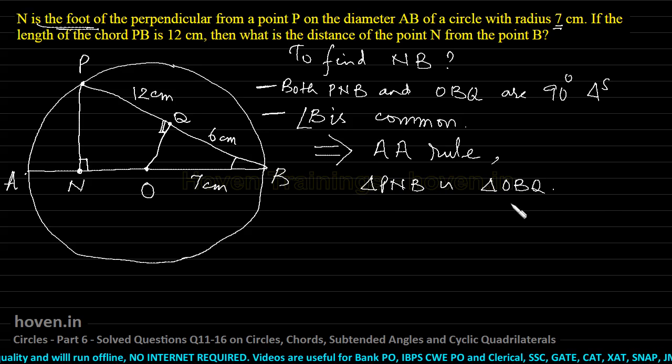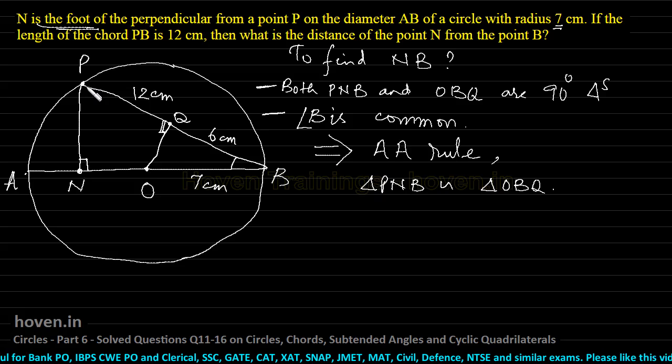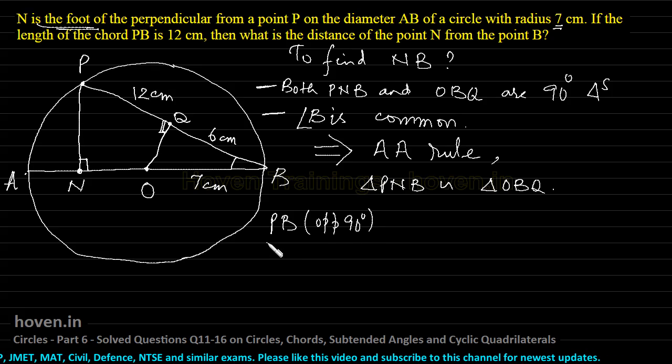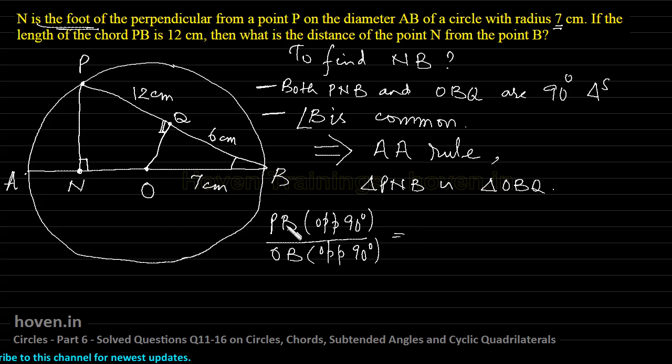Now if the two triangles are similar, then the ratios of their corresponding sides have to be equal. Let us start with the bigger triangle. In the bigger triangle, the side opposite to the 90 degree angle is PB. So let us write PB opposite 90 degrees by the corresponding side of the smaller triangle opposite to this 90, which would be OB. So I will write OB here, which is opposite 90 degrees. So bigger triangle I am taking in the numerator and smaller in the denominator.